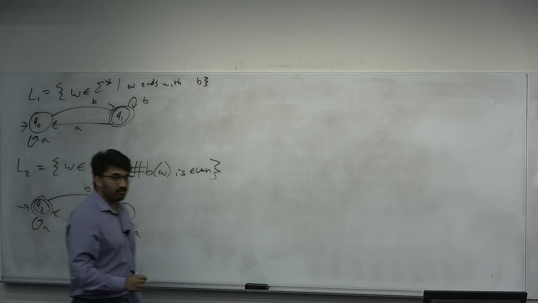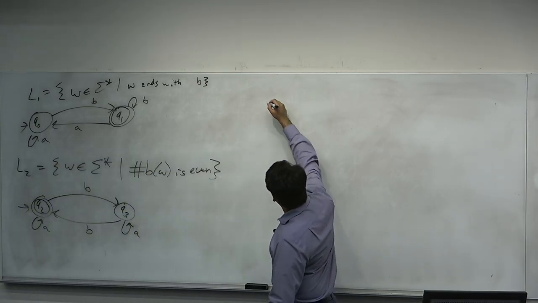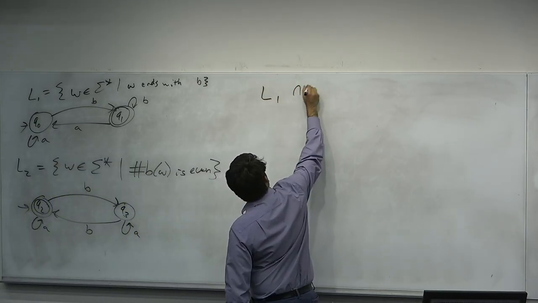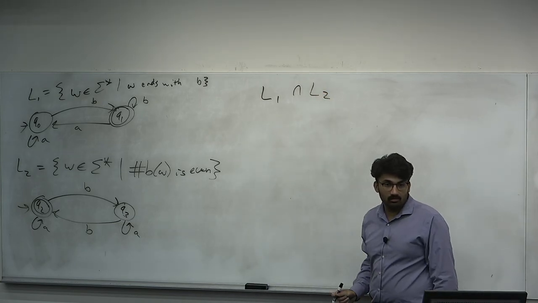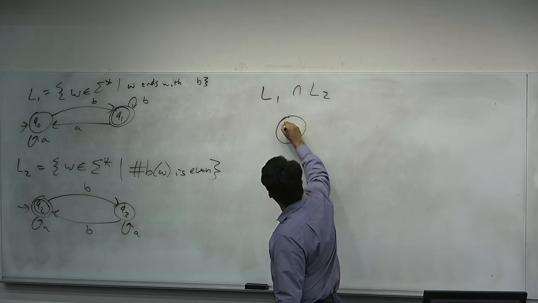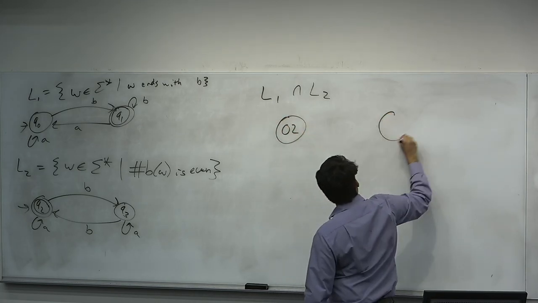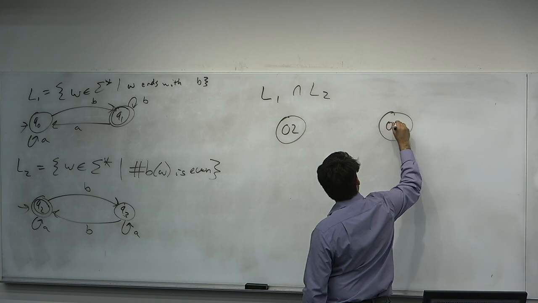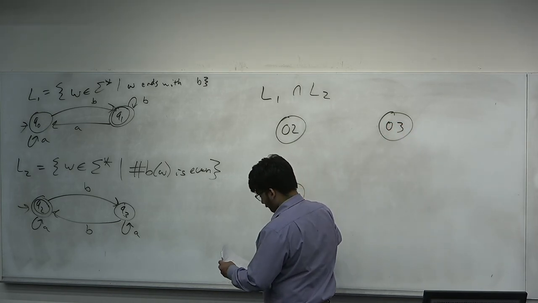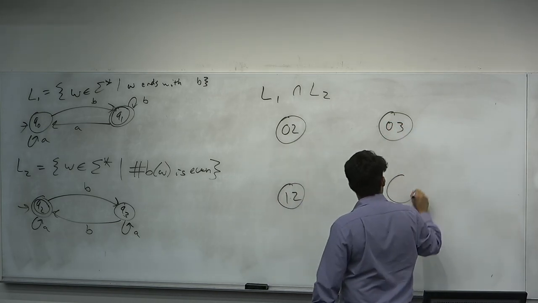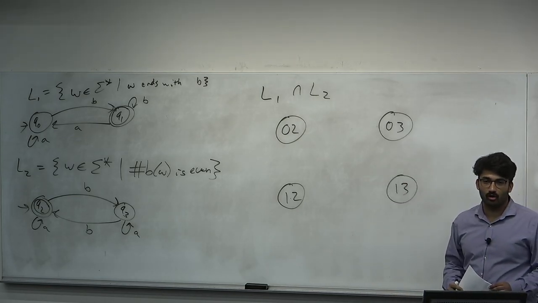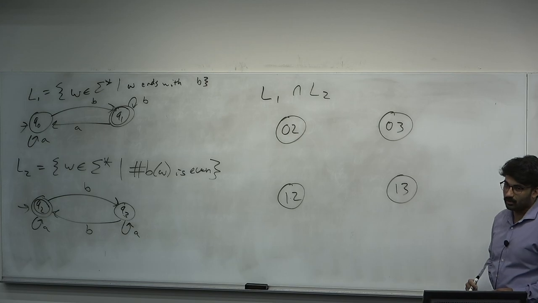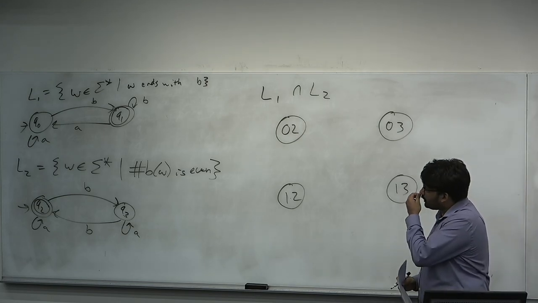Let's make a DFA for the intersection. It's going to simulate both simultaneously. We're going to have how many states? Four. Now, 0,2 and 0,3 is shorthand for Q0,Q2, but that's what it is. What's our start state?